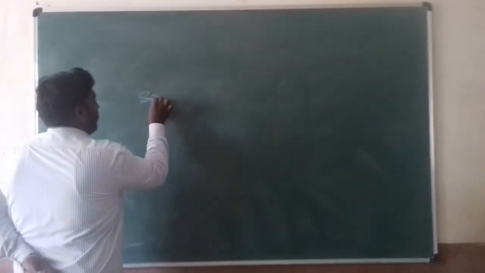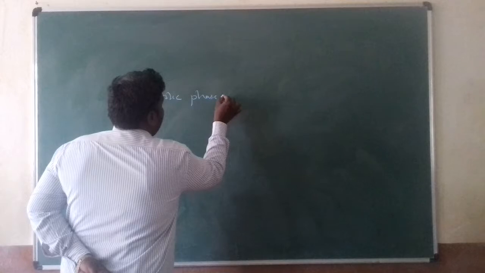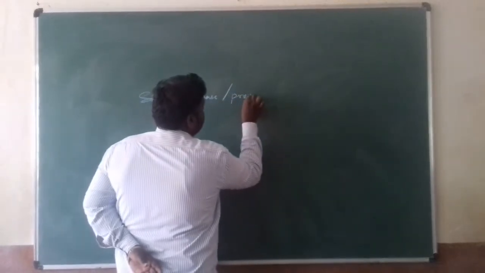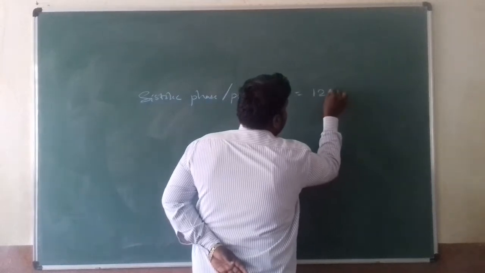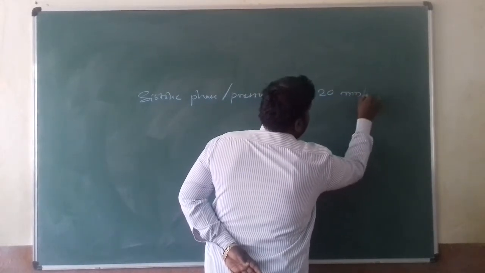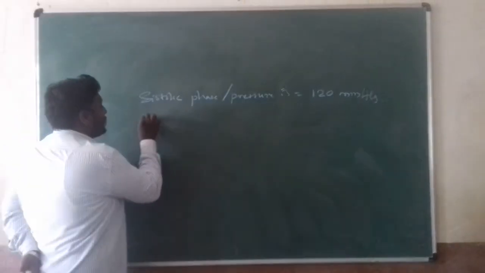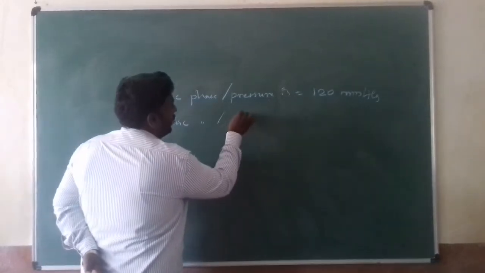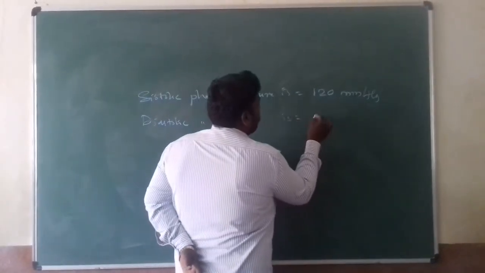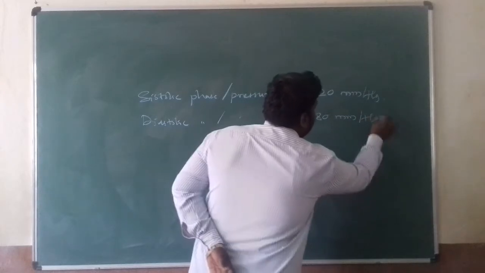The normal systolic pressure is about 120 millimeter of mercury. Yes, systolic phase or pressure is 120 millimeter of mercury, as well as diastolic phase or pressure is 80 millimeter of mercury.